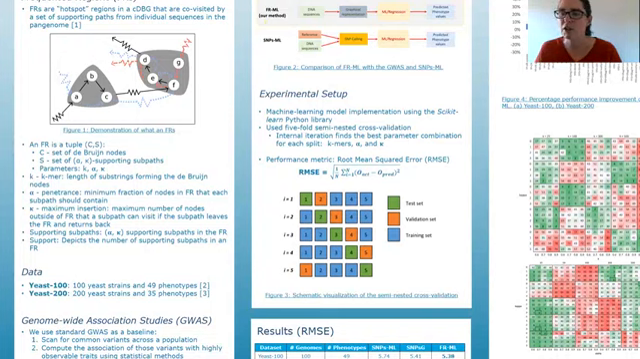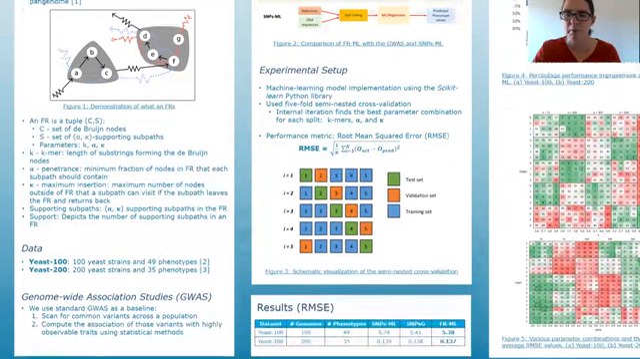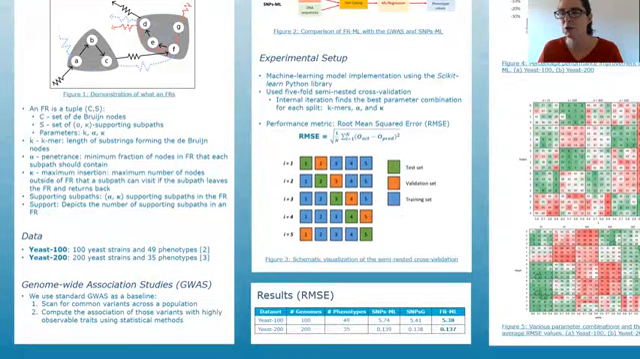Essentially what this tells you is how different your predicted phenotypes are from the actual phenotype for each of those individuals. And so you want to minimize this. You want this to be as low as possible, because that means that your predictions are very close to the actual phenotypes. This table down below shows some of the results.